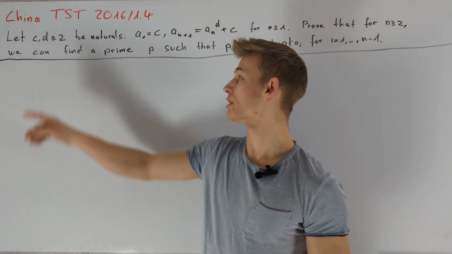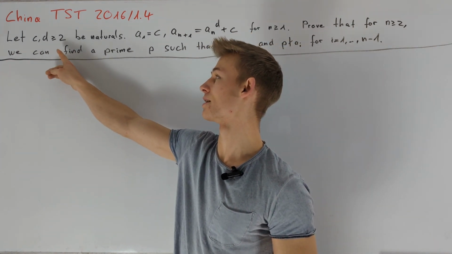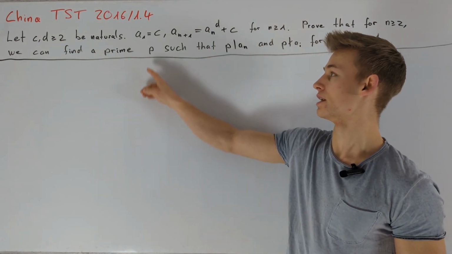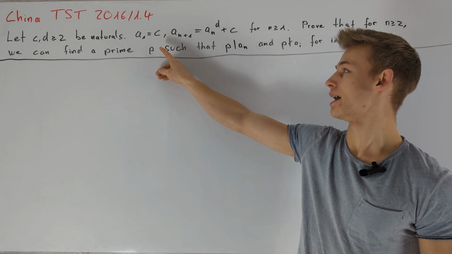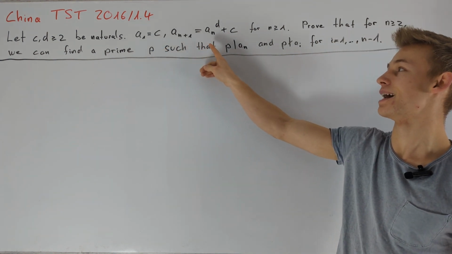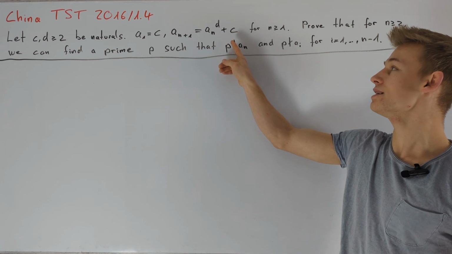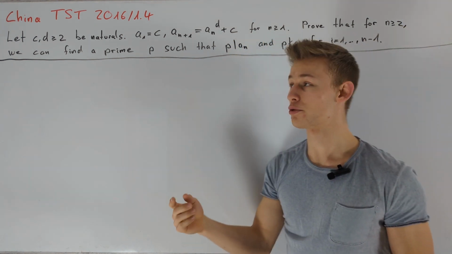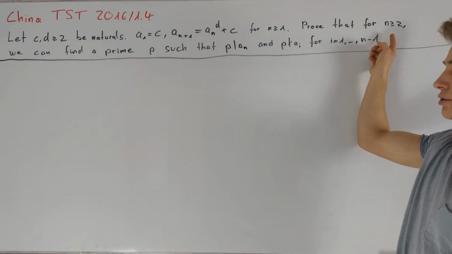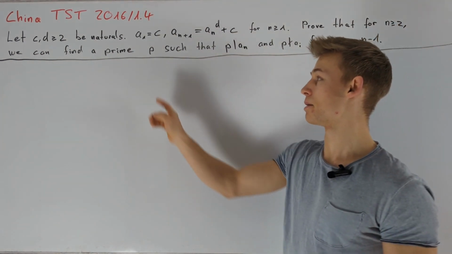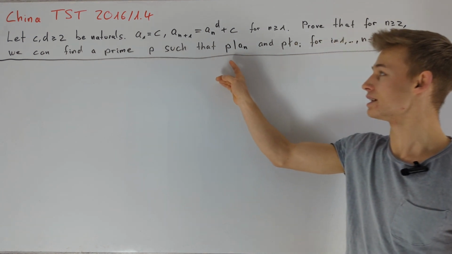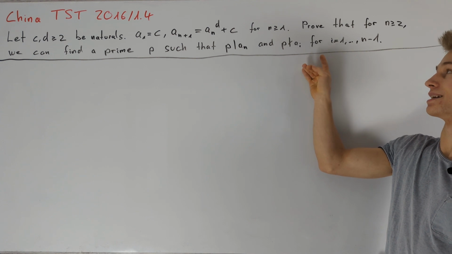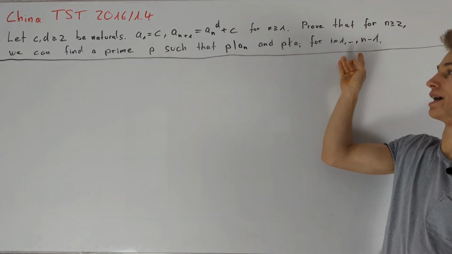We are given two natural numbers c and d greater than or equal to 2. Now we define a sequence a_i as follows. a_1 should be equal to c and a_{n+1} is defined as a_n to the power of d plus c for all integers n greater than or equal to 1. Now our task is to prove that for all integers n greater than or equal to 2, we can find a prime number p such that p divides a_n, but p does not divide a_i for all i less than n, so for i equal to 1 up to n minus 1.